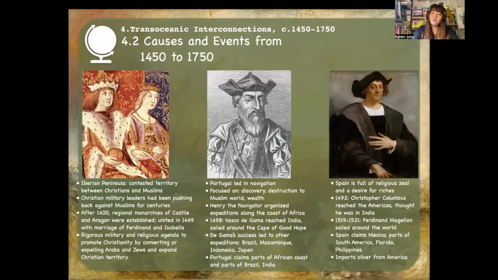So now let's look at what it was like on the Iberian Peninsula, which is where Spain and Portugal are. On the Iberian Peninsula, you had some contested territory between Christians and Muslims. Remember the Cordoba Caliphate of old? Well, the Christian military leaders had been pushing back against the Muslims for centuries, and after 1400, the regional monarchies of Castile and Aragon were established, and eventually they were united in 1469 when Ferdinand and Isabella, shown here, got married. It was a political marriage of expediency more than anything else.